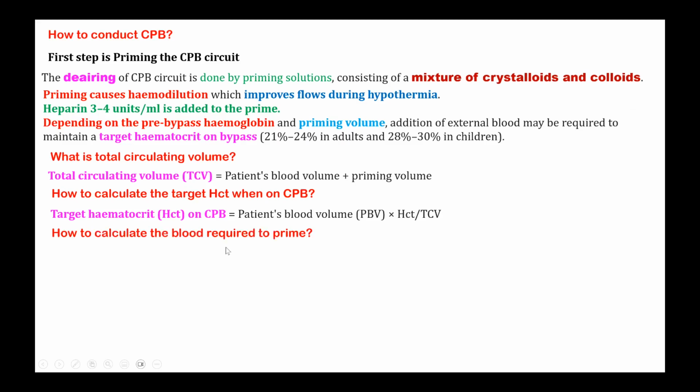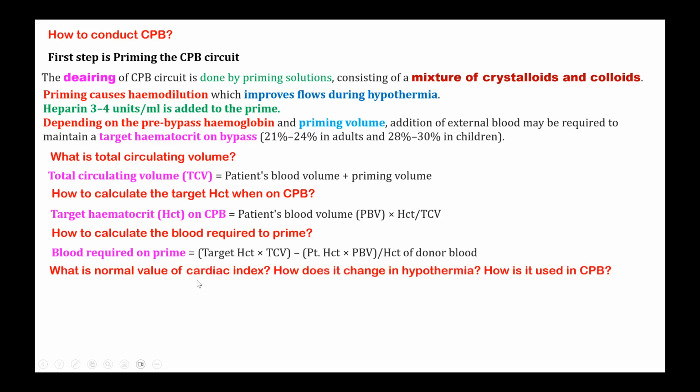And the blood required to prime can be calculated using this formula: target HT multiplied by the total circulating volume, minus patient hematocrit multiplied by patient blood volume, divided by the hematocrit of the blood that you are going to add, which is going to contribute to the hematocrit. You use that as the denominator, then you can calculate the blood required in the prime.